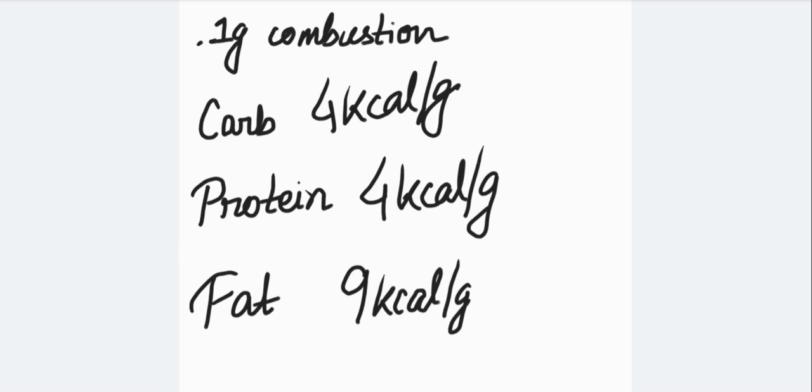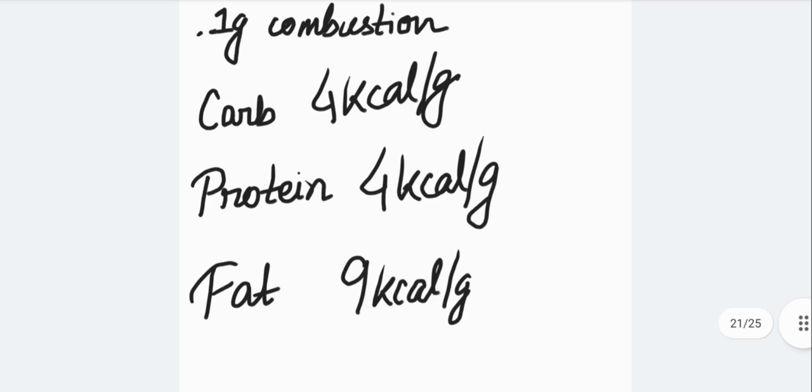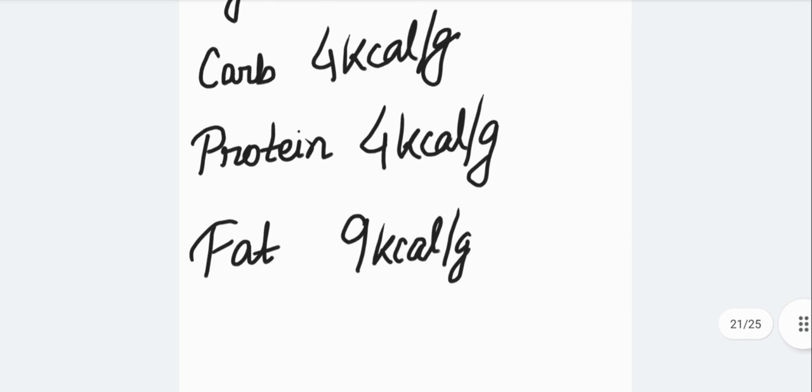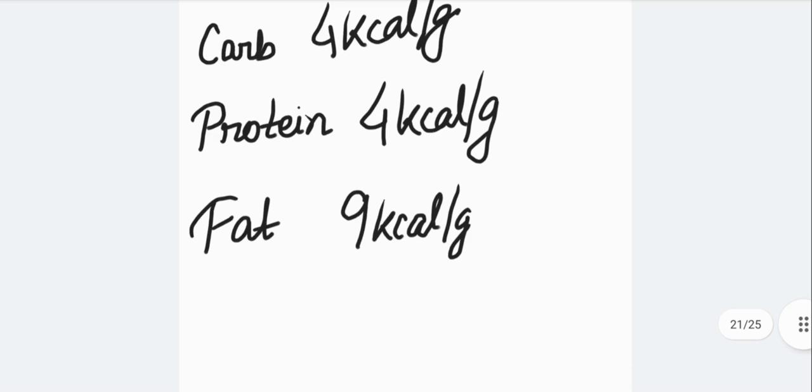For carbohydrate, it is 4 kilocalorie per gram. For protein, it is 4 kilocalorie per gram, whereas for fat, it is 9 kilocalorie per gram. People who are on dieting avoid fat for this reason only, that it is high calorific value, whereas proteins having a low calorific value are used by the professional athletes, trainers, etc.